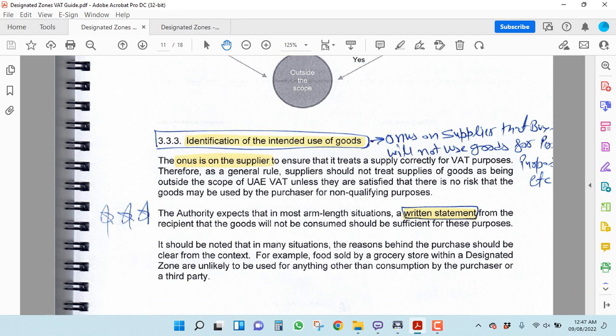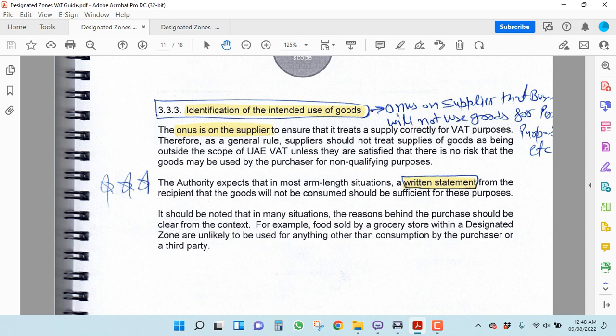Identification of intended use of goods: onus on supplier. The burden of proof that the buyer is going to use the purchased product in their production, in making another product, is on the supplier. The supplier has to prove to the FTA that the buyer is going to use it for business purpose. The supplier should take a written statement from the recipient of the goods. This is very important. A written statement should be there, and the onus is on the supplier. Very good, you should note this point.